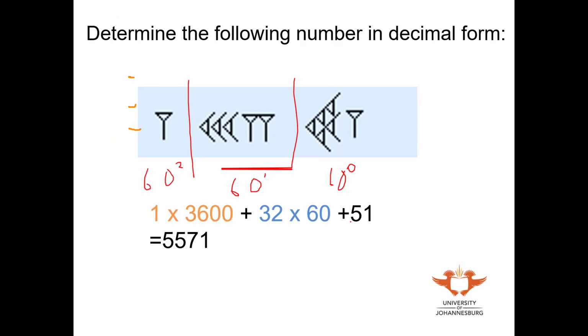So basically, you can see from what I have that anything to the power 0 is 1. 1 times 51 is 51. Then this one is going to be 60 to the power 1, which is 60. 60 times 32. And then the next one, I've got 60 to the power 2, which is 3,600, multiplied by 1. So the answers that I get, I add them all together, and I get 5,571. Okay. And that's what makes it simpler and easier.